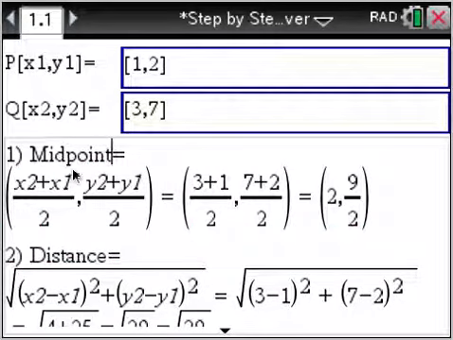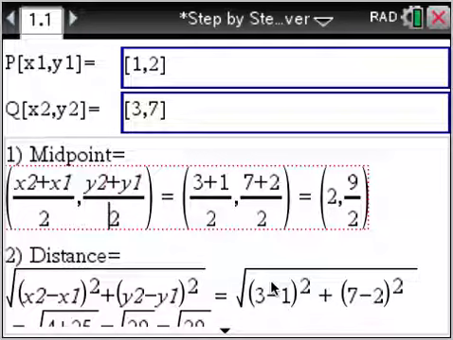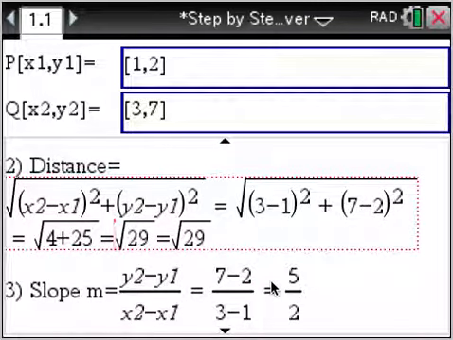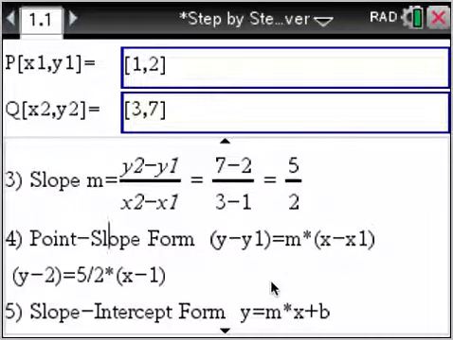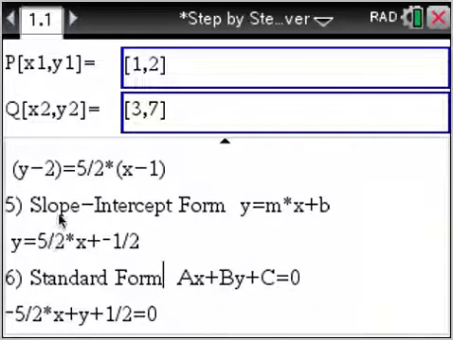So midpoint, right over here. We give you the formulas, we plug them in, we show you how to do everything, and then we give you the answer. If we go down here, we also have distance, slope, point slope form. This is the formula. We plug in the numbers for you. And then we have slope intercept form, formula, answer. And then standard form, formula, answer.